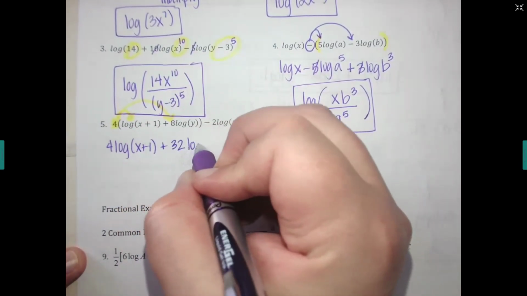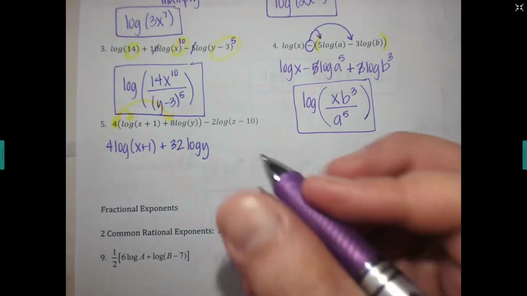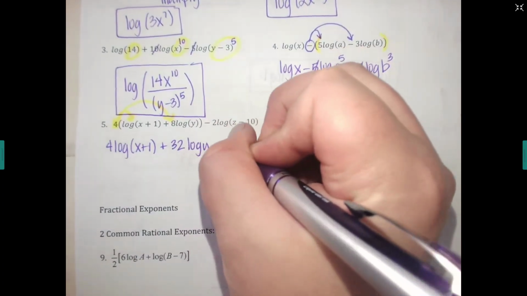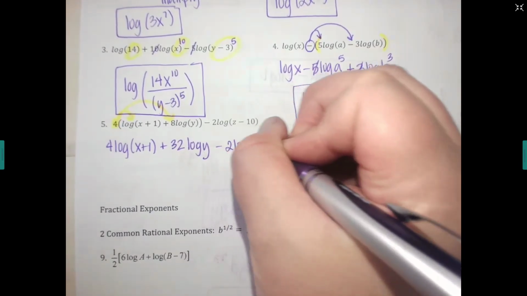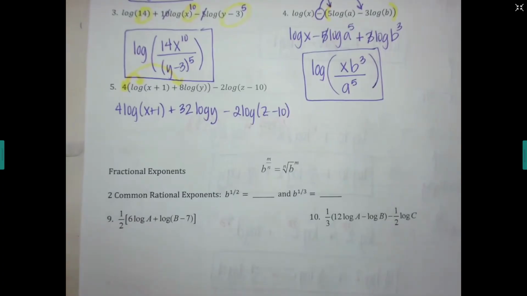32 log y. Now, will I also times the 4 by the minus 2 on the third log? No, because the parentheses only group the 4 with the first 2. So this is going to stay a minus 2 log z minus 10. Okay, then from there, I'm going to pull those front numbers up, then pull everybody into the same log.